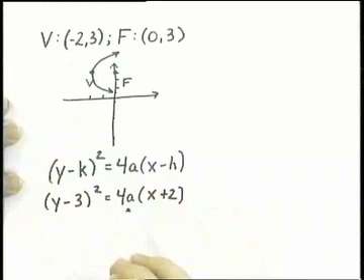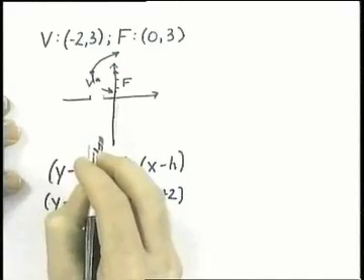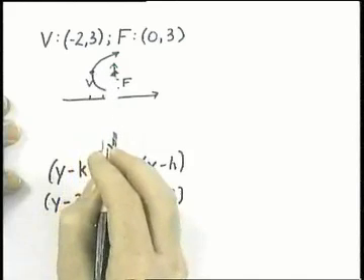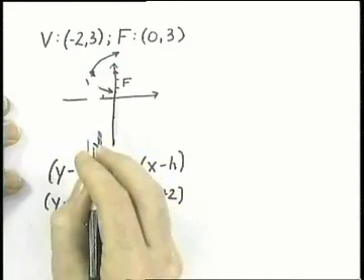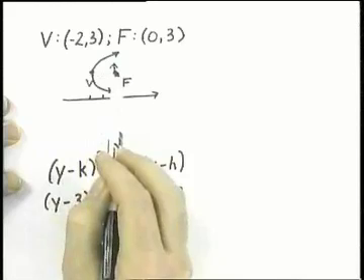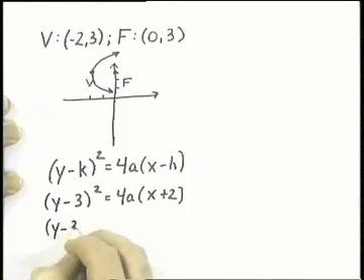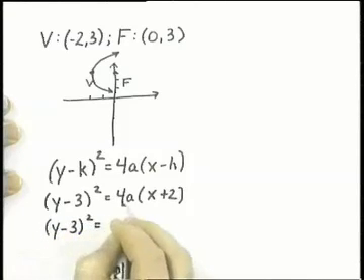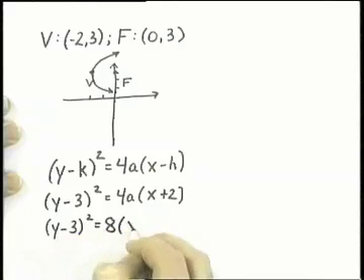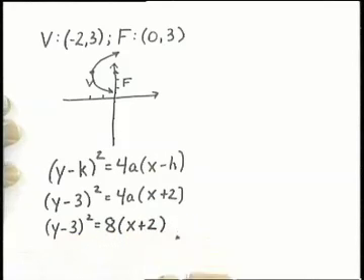Now all we need to do is figure out what the value of a is. Well, by definition, a is nothing more than the distance from the vertex to the focus. From the point negative 2 comma 3 to the point 0 comma 3 is 2 units. Therefore, the value of a is 2, and we get y minus 3 squared equals 4 times 2, or 8, times x plus 2. So now we have the equation of the parabola. All that remains is that we graph it.